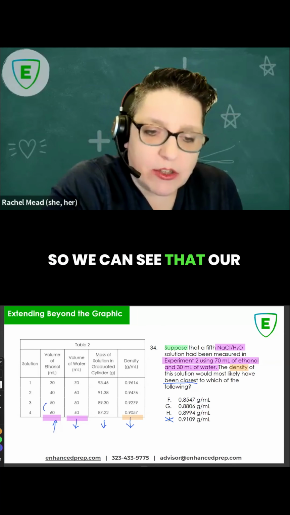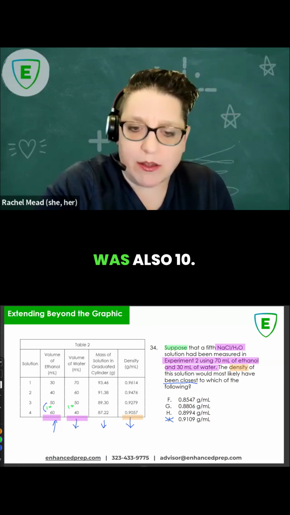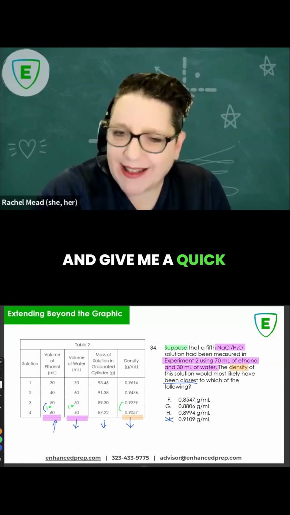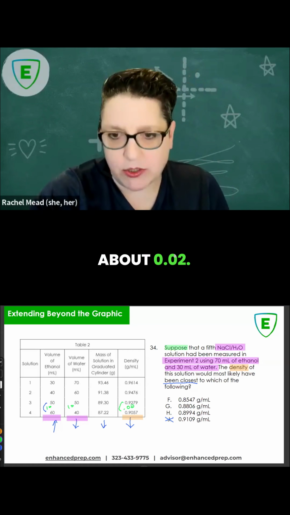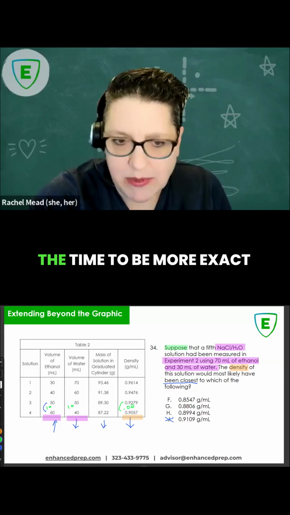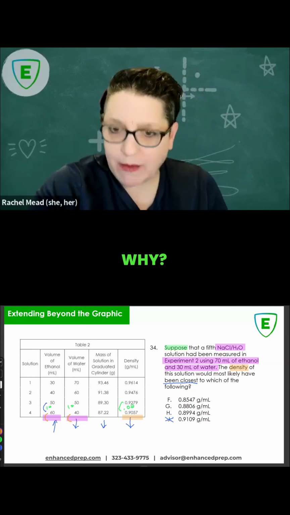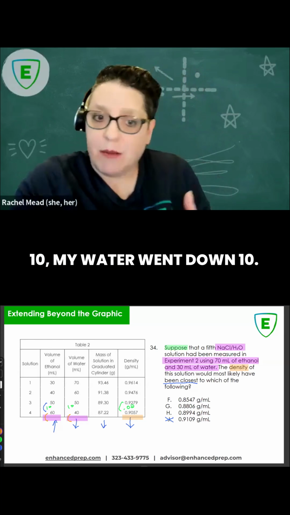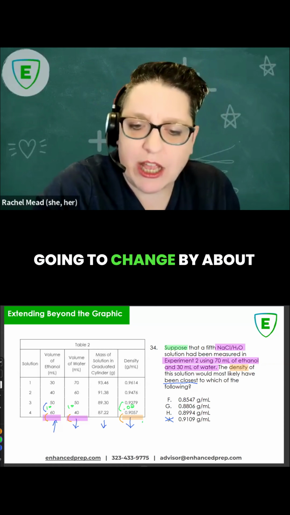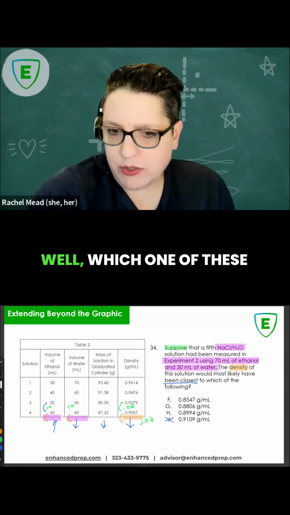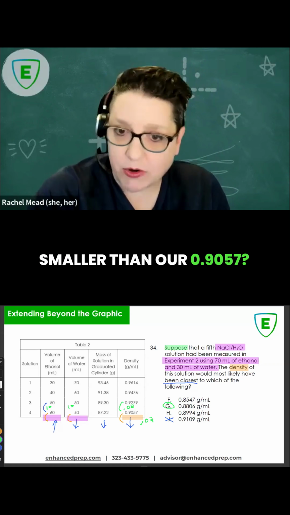So we can see that our change in our ethanol here was 10. Our change in our water was also 10. And give me a quick estimate here about what our density did. Our density changed by about 0.02. I don't want to take the time to be more exact than that. And now I need to extend that trend one more time. Why? Because my ethanol went up 10, my water went down 10. So that tells me again here that my density is going to change by about 0.02. Well, which one of these answers is about 0.02 smaller than our 0.9057?